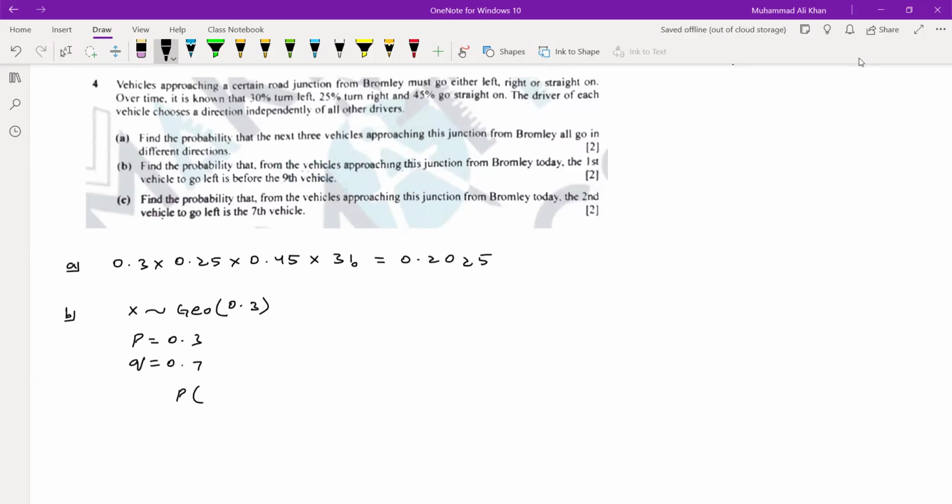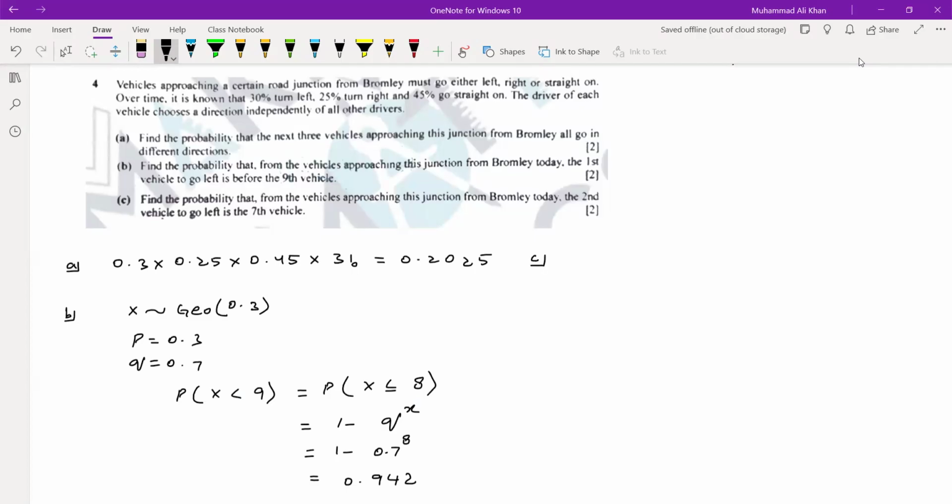We have to find the probability before the ninth vehicle. So we have to write it like probability of x less than or equal to 8, because in geometric distribution we always have to write less than or equal to. So it will be 1 minus q power x, and the answer will be 1 minus 0.7 power 8, and the final answer is 0.942.